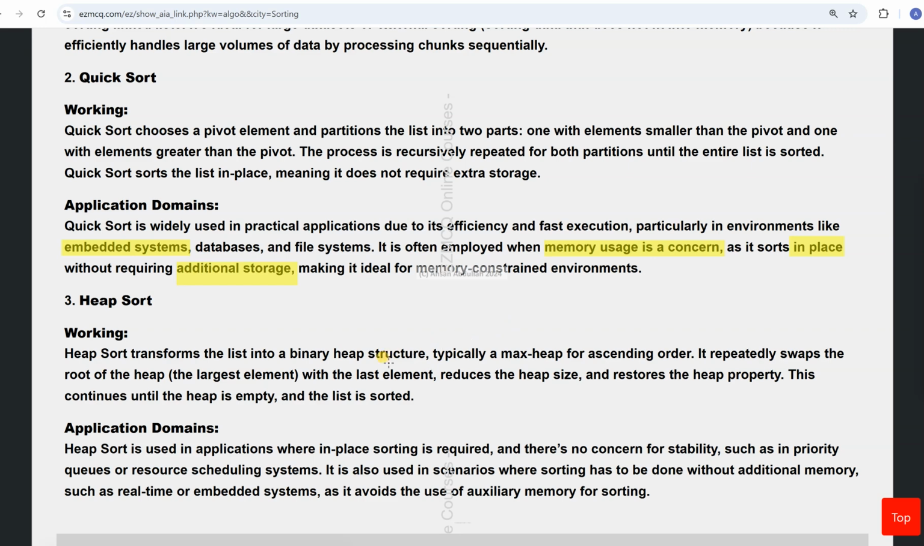Then heap sort. Quick sort and merge sort had the data set in the form of a list, but what is very interesting in heap sort is that it transforms the list into a binary heap structure. So instead of a list, there is a binary tree. Now remember that the binary tree is an abstract data type. The binary tree is typically implemented using an array. Usually it's a max heap for ascending order. Max heap means that the root is the largest value.